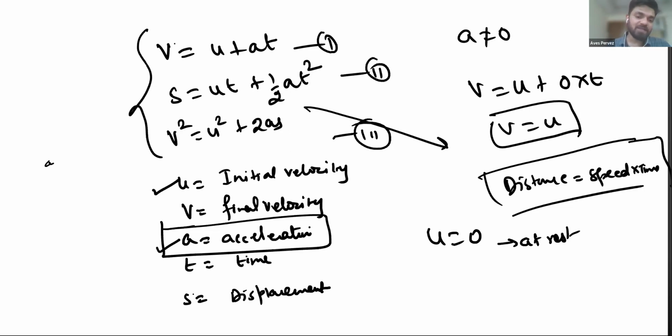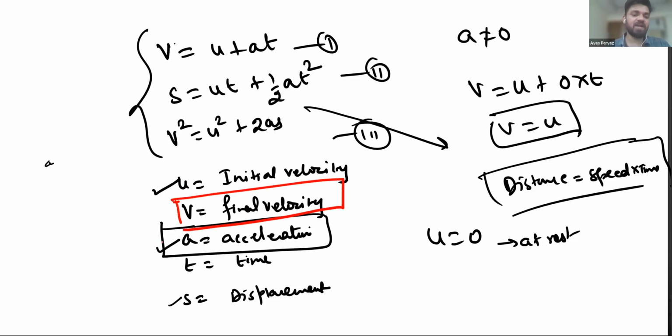Now, among the remaining three, one will also be given to you. Either it is s or it is v, it will also be given to you. Means out of the 5 things, any 3 things will be given to you.